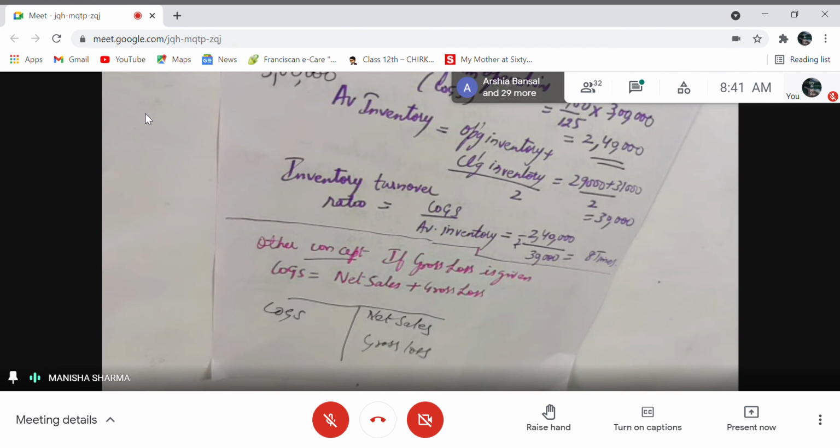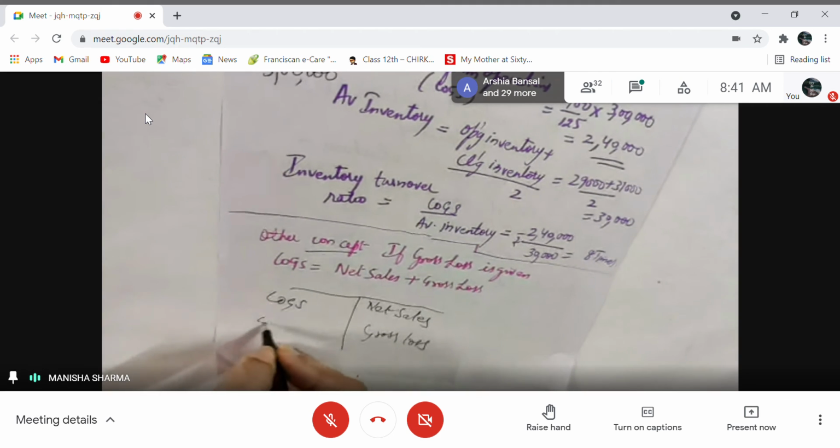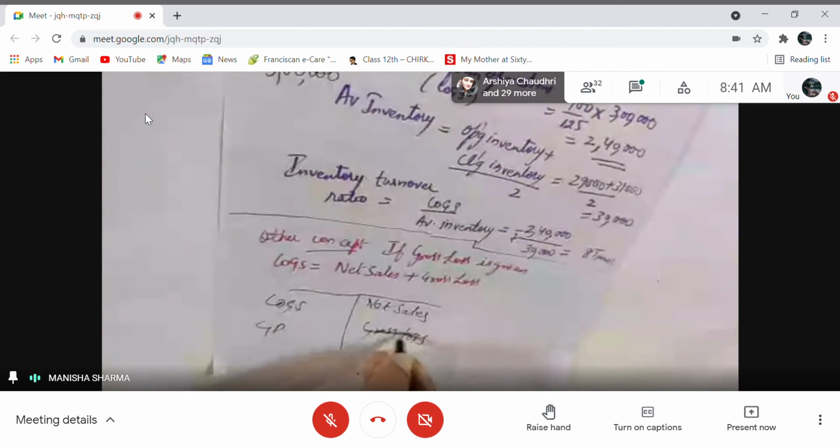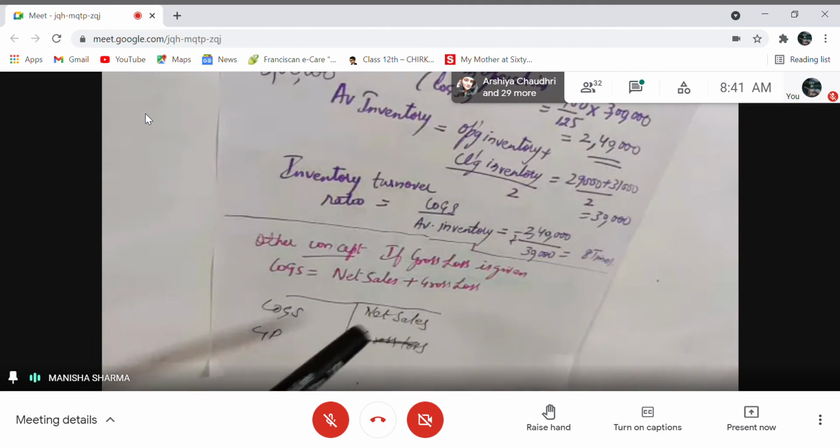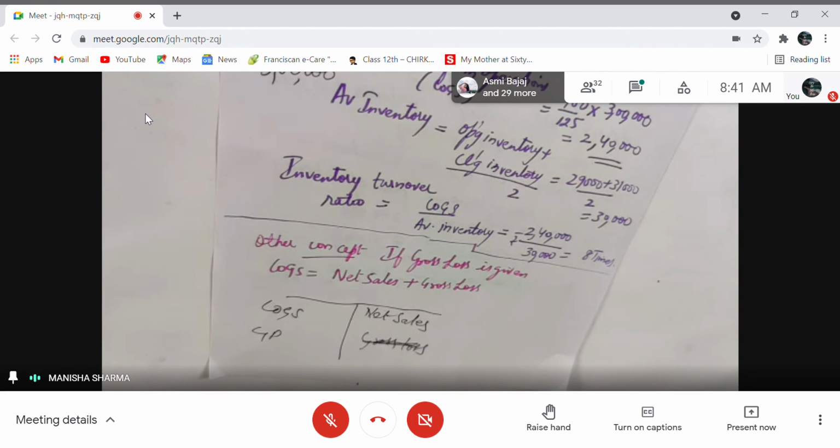And if it is GP, as gross profit is on this side, we subtract GP from net sales. I hope you know this: COGS is equal to net sales minus GP, or COGS is equal to net sales plus gross loss. Everyone should know that. I think this much is sufficient for today.